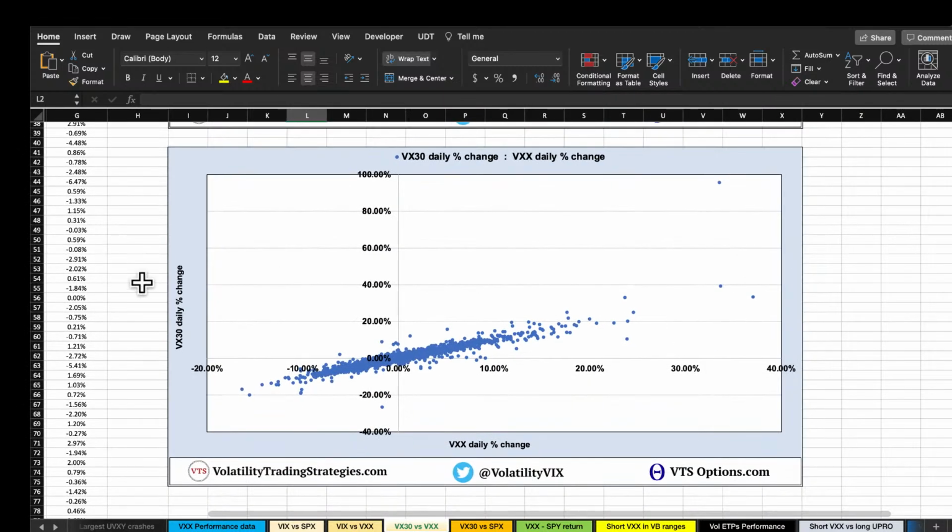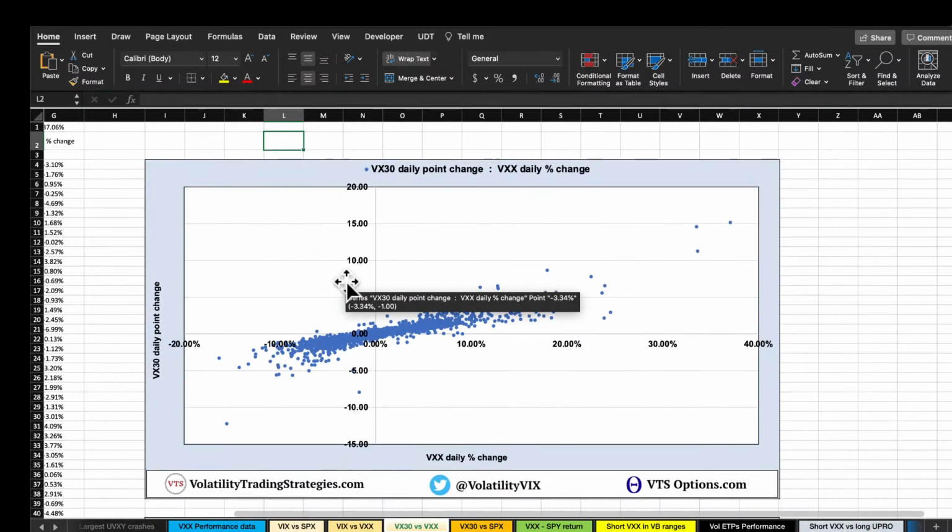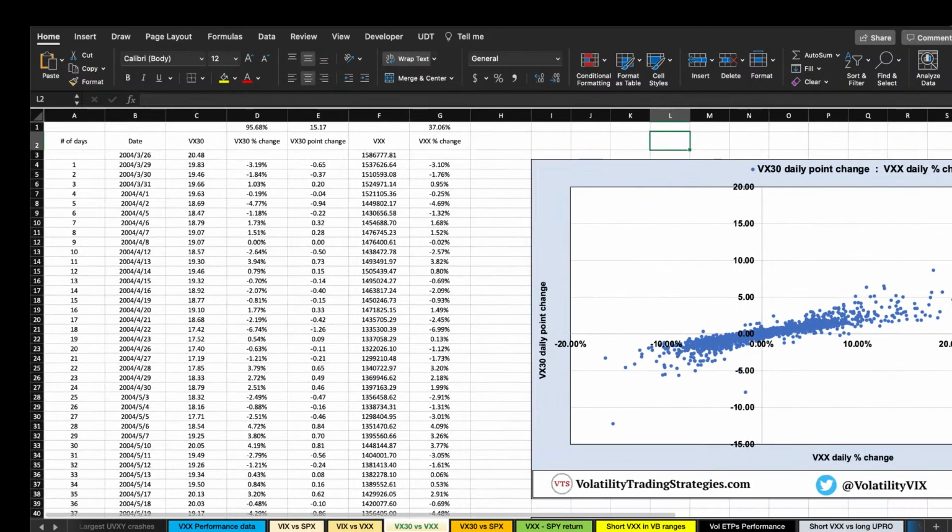But again, I would argue that percent changes give you a little bit more accurate data, a little bit better distribution, really getting to the heart of how volatility ETPs actually move around. I am much more concerned with the percent moves in the VX30 rather than the point moves. I'll get into this later on, but that is highly dependent on the starting value of where the volatility is. That's why this data set doesn't really look as good, because the starting value actually matters quite a bit.